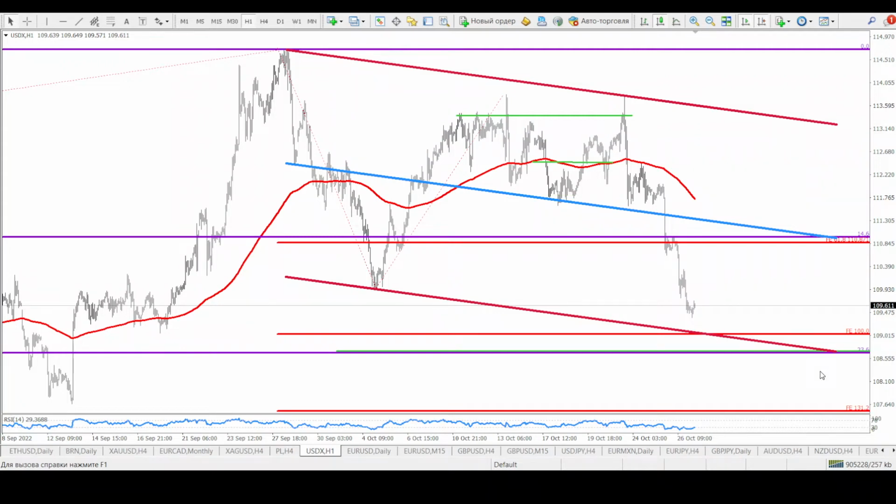Hi traders, this is American Dollar Index, and also we'll talk about Euro, Great Britain Pound and Japanese Yen. So in this video there are three instruments that you should pay attention to.